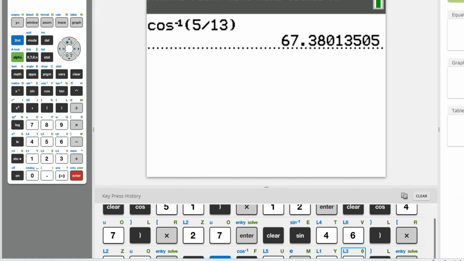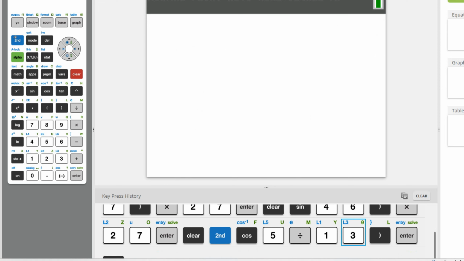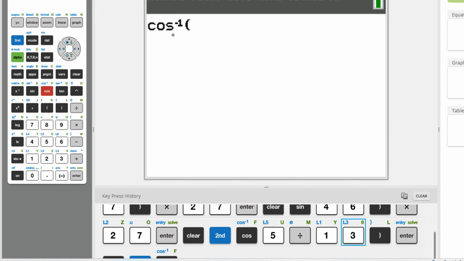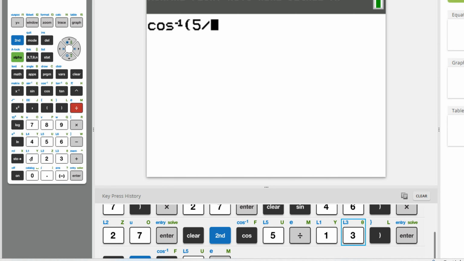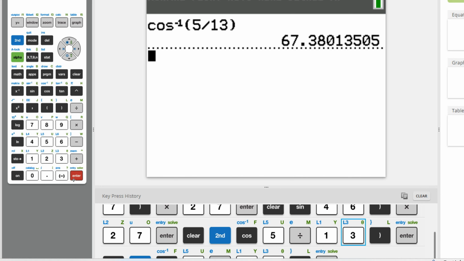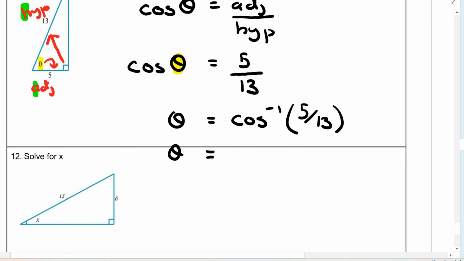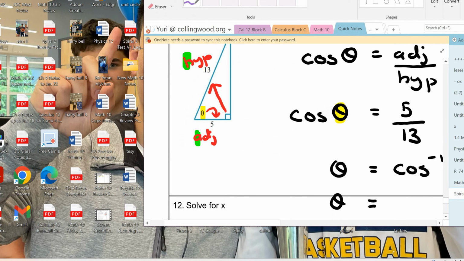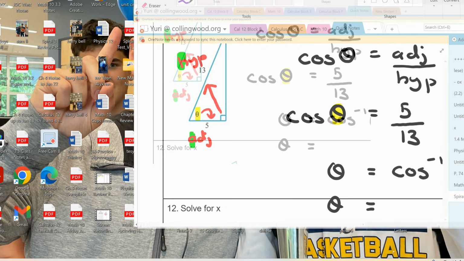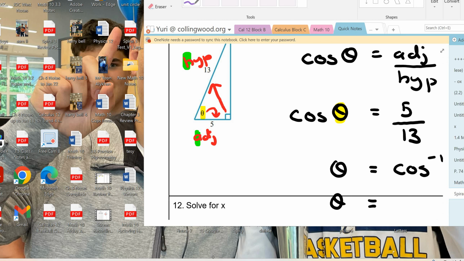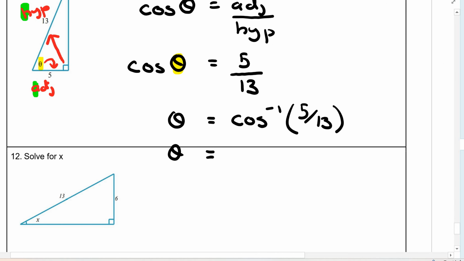If I'm using my calculator here, this is what it will look like. Let me clear this off. I do a second and then a cos to get that minus one sign. Then we just type in 5 divided by 13, close the bracket, hit enter, and I get 67.38 degrees. After that, let's put the answer in there, so it'll be 67.380 degrees. That's it for that particular question.